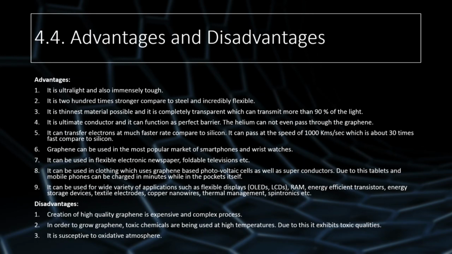Advantages and disadvantages of graphene. Advantages are it's ultra-light and also immensely tough. It's 200 times stronger compared to steel and incredibly flexible. It's the thinnest material possible and it is completely transparent, which can transmit more than 90% of the light.